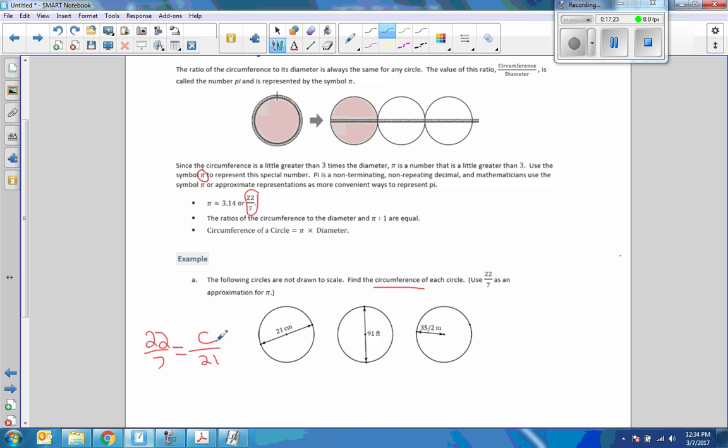We cross multiply, so we get 7 times c, which is 7c, equals 22 times 21. Okay, so 22 times 20 is 440. It'd be 462. So if I divide 462 by 7, then I find my c. 7 times 7 is 49. 7 times 6 is 42. Remainder 4, and it is 66. So the circumference would be 66.